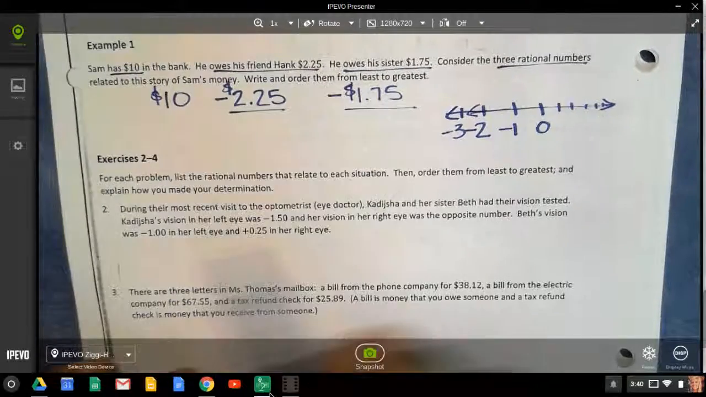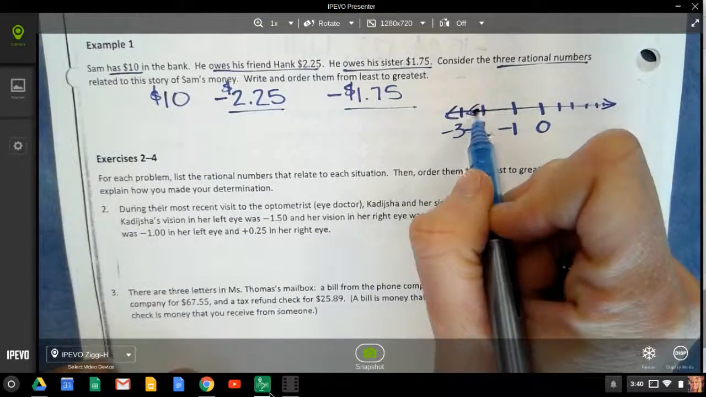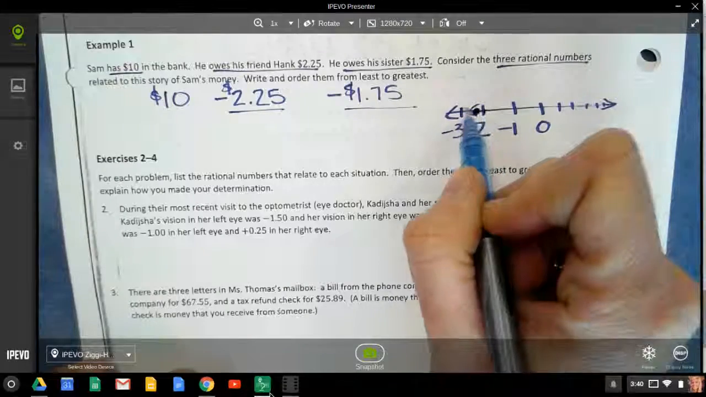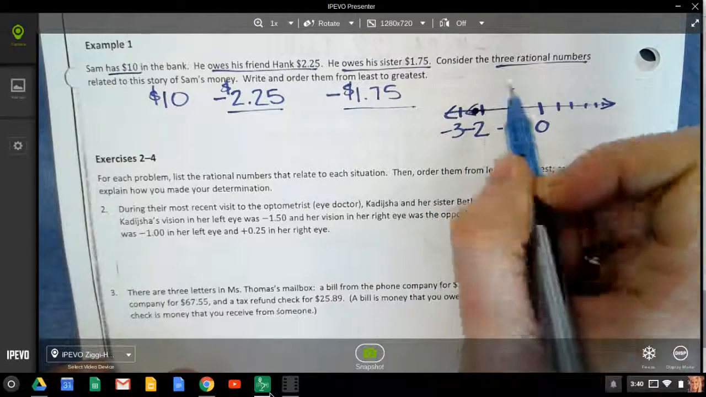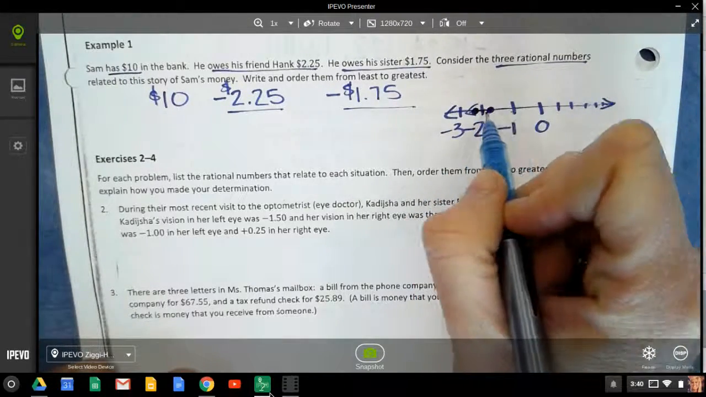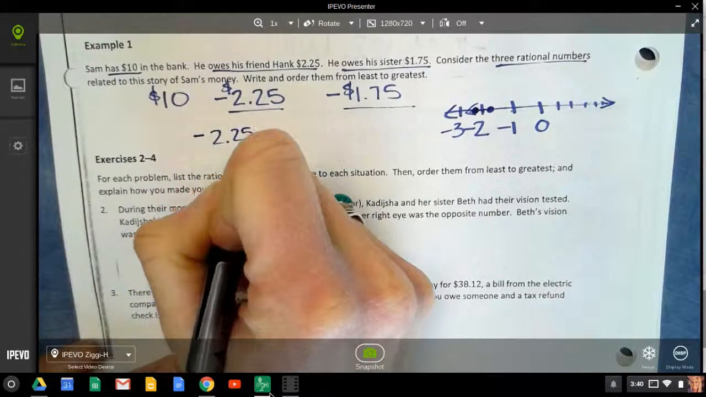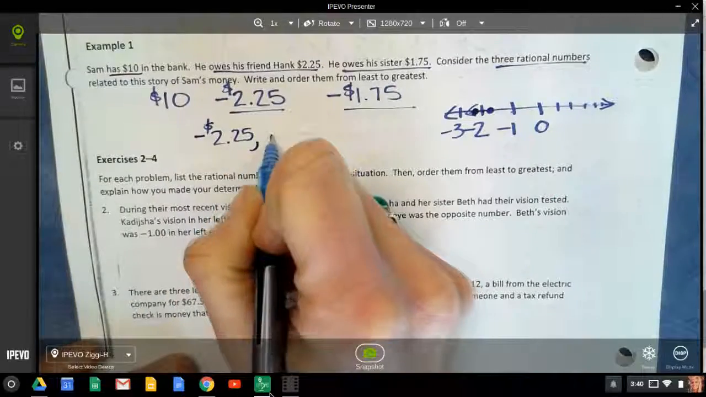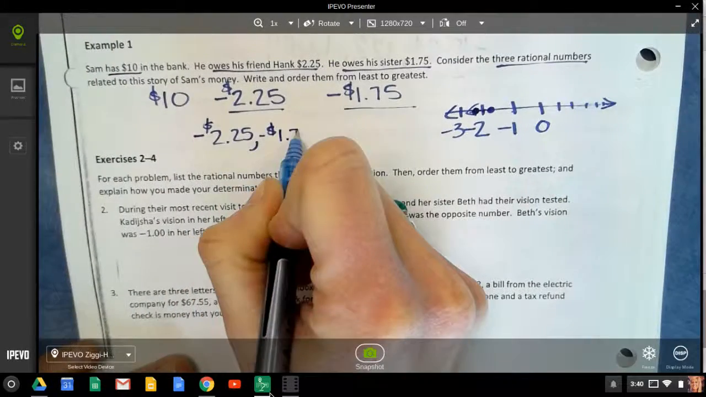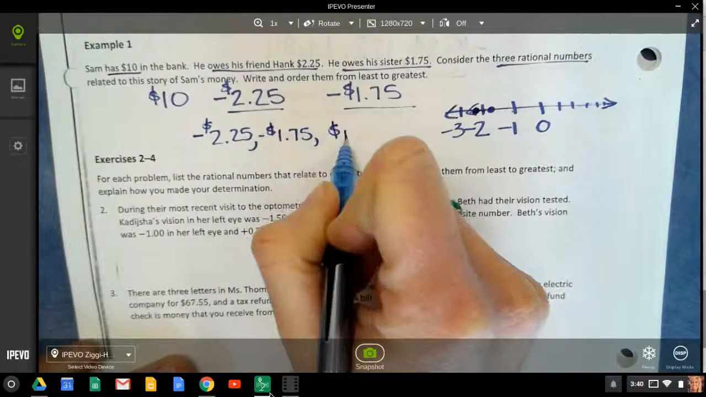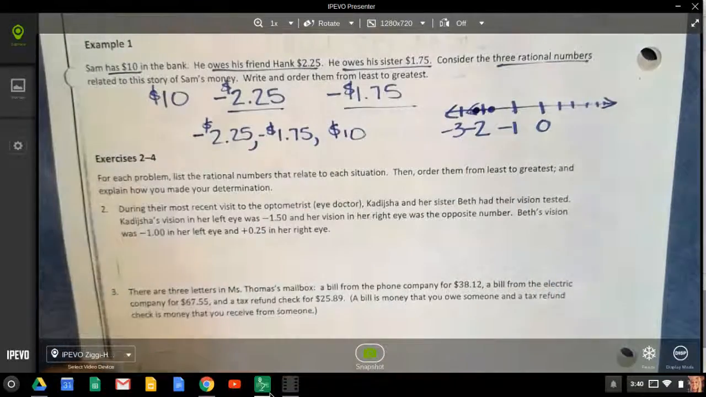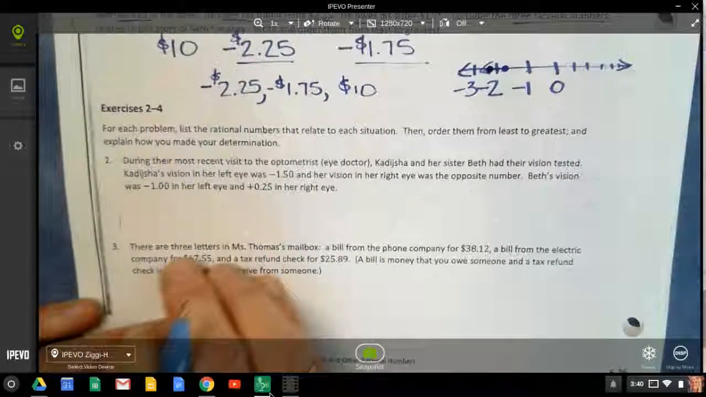Okay, so on the number line, you should have determined that -2.25 would fall after -2, but before -3. And -$1.75 would fall closer to 0, in between -1 and -2. So that means that -2.25 is the furthest away from 0, making that the least. Then -$1.75, and then +10. Okay, so that is how you would order those 3 rational numbers.